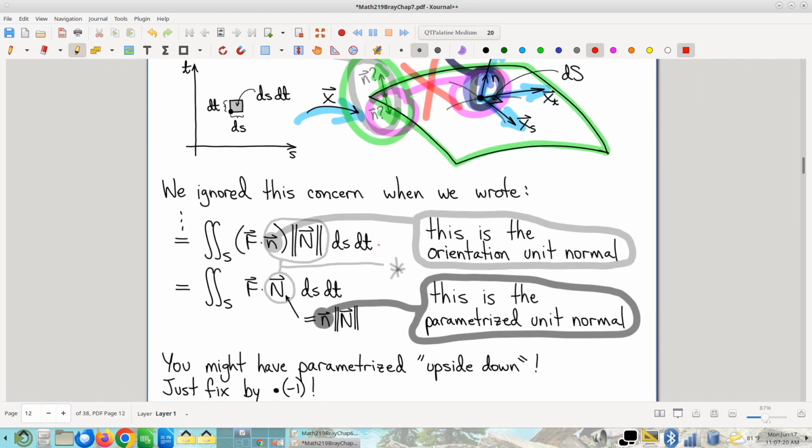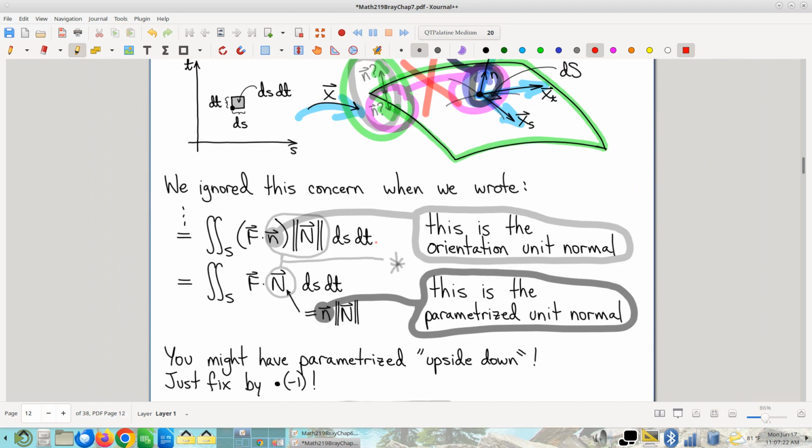And by the way, just to clarify the asterisk on the previous page, here's the math crime confession. When you write down this formula, the unit normal vector here is the orientation unit normal. That's the unit normal that you were supposed to pick. That's what comes from the definition of the oriented surface that we're dealing with.